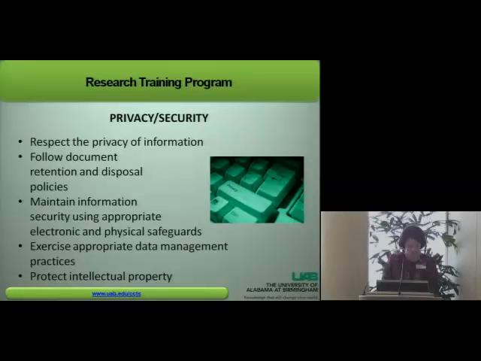Members are also expected to exercise appropriate data management practices. That is, determine where and how data is stored and who has access to that data. This addresses privacy and security first and foremost, but it also ensures that data is available should questions come up later. This is particularly true with questions of research misconduct.